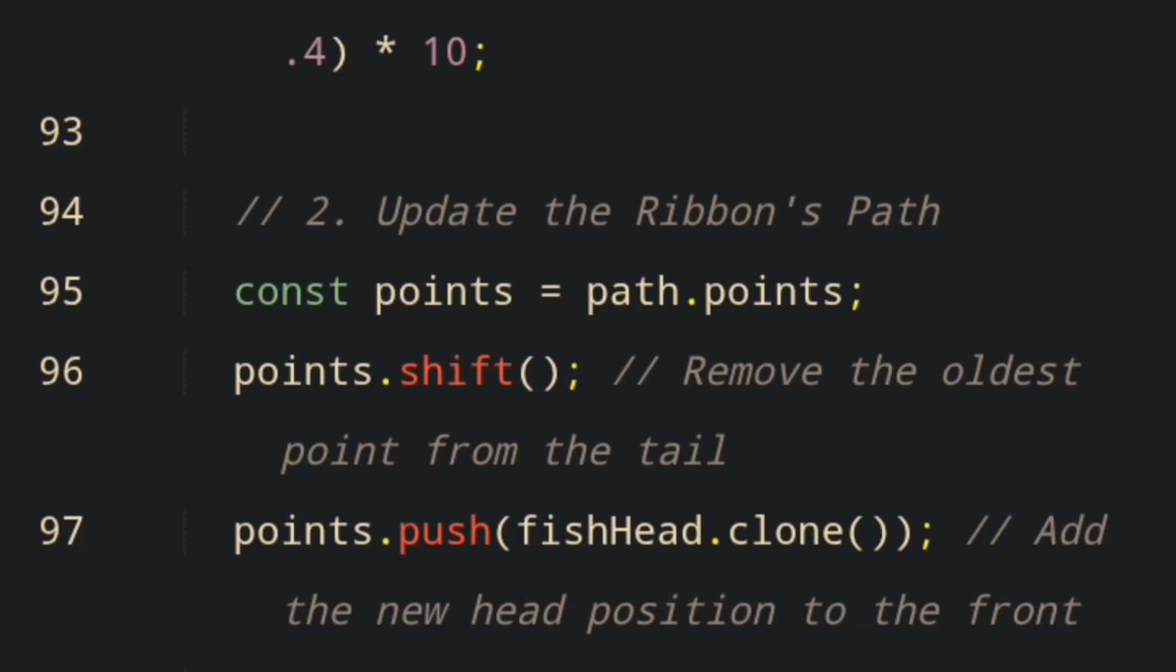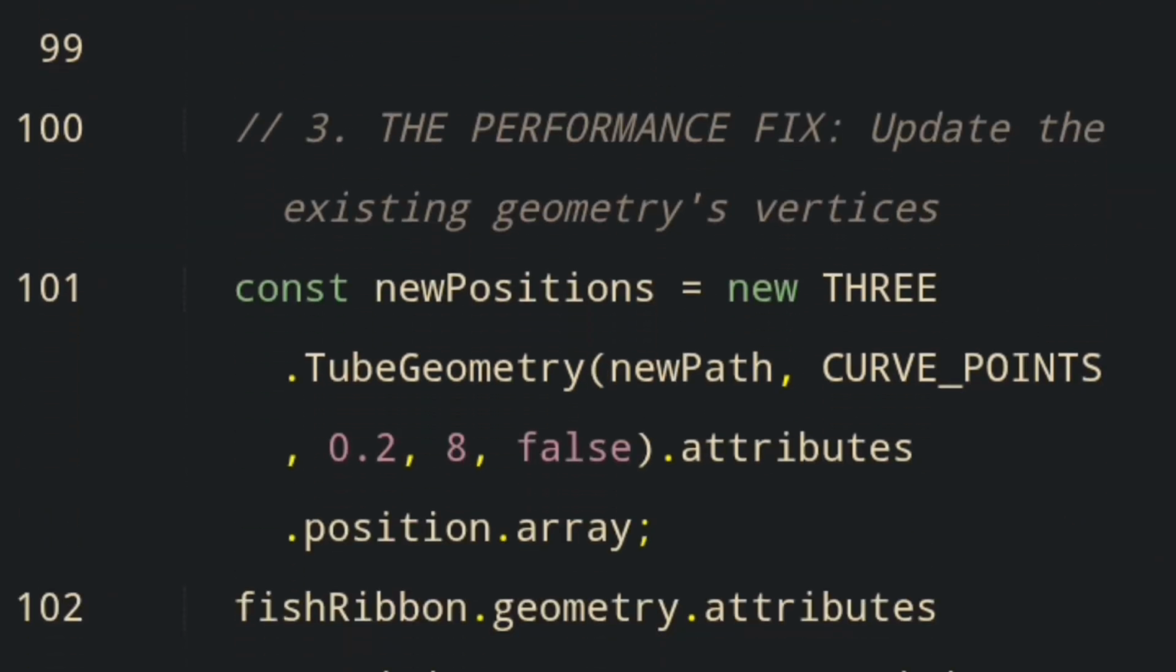const newPositions = new THREE.TubeGeometry(newPath, curvePoints, 0.2, 8, false).attributes.position.array; fishRibbon.geometry.attributes.position.array.set(newPositions); fishRibbon.geometry.attributes.position.needsUpdate = true. We update the tube's vertices with the new path's positions for performance and mark the geometry as needing an update.